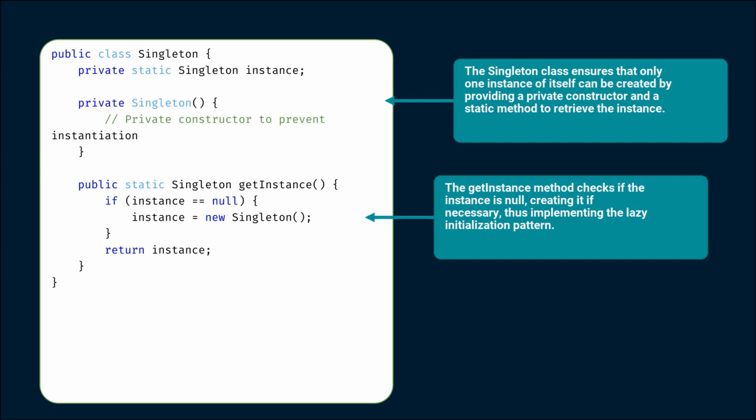This method first checks if the instance variable is null, meaning no instance has been created yet. If it is null, the method proceeds to create a new instance of Singleton. On subsequent calls to getInstance, since the instance already exists, it simply returns the existing one. This approach ensures that only one instance of Singleton can exist, making it perfect for managing shared resources like configurations or database connections. By using the Singleton pattern, we maintain control over resource usage and ensure consistency throughout the application.